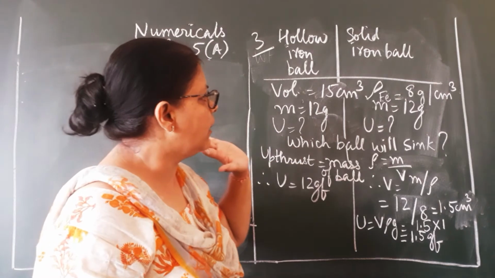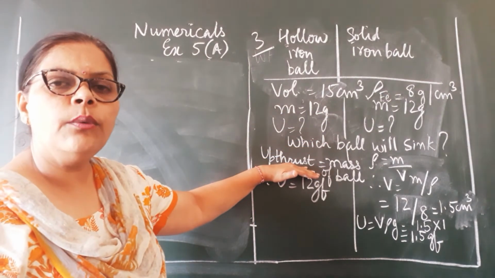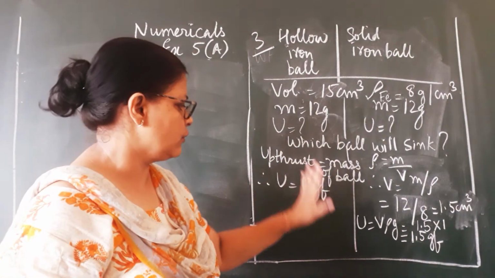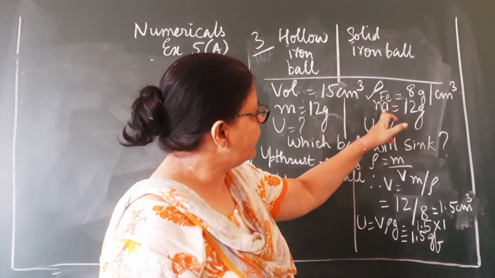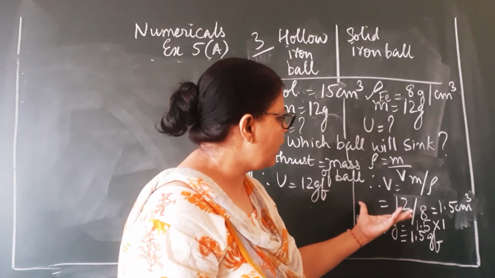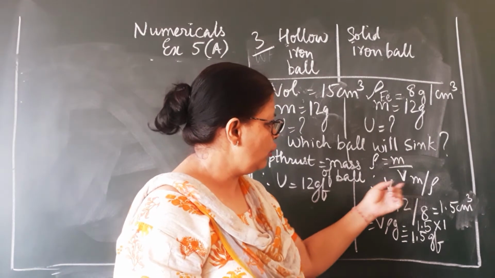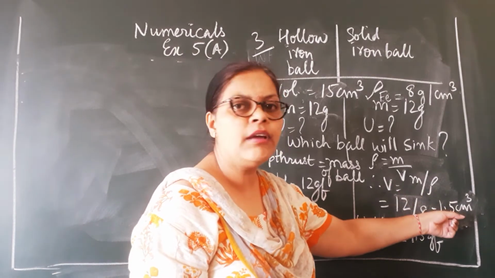Upthrust you are supposed to find out, and the density of iron is given. Here it is very simple. I told you, when the ball is hollow it will float. So we are using the logic that upthrust is the mass of the ball, and that is 12 GF. But in this case we will first find out, we will use the formula V rho G, but we don't know the value of V. So we will first use density is mass per unit volume. Volume is mass upon density, and we find the value of the volume to be 1.5.